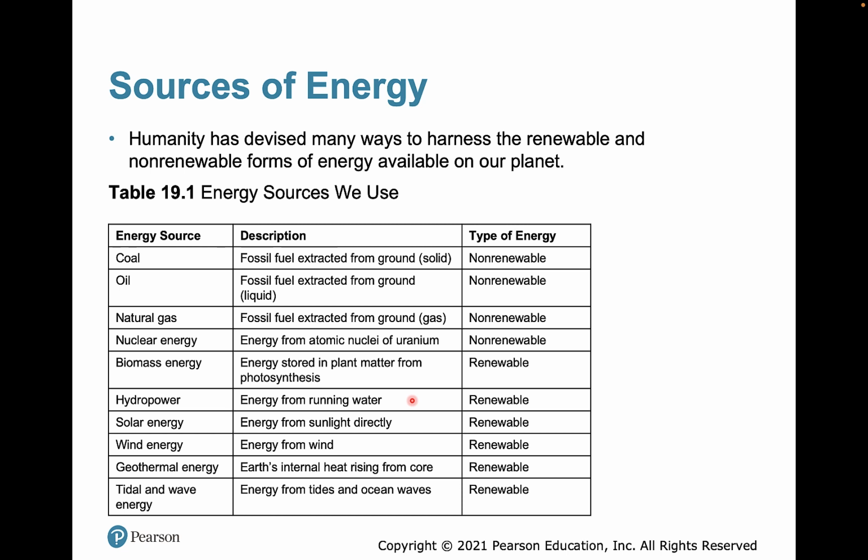So as a species, we have devised a whole lot of ways to harness both renewable and non-renewable forms of energy on the planet. So in this chapter, we're going to talk about coal, oil, and natural gas. In the next, we're going to talk about nuclear, biomass, and hydropower. And in chapter 21, we're going to talk about solar, wind, geothermal, and briefly talk about tidal. So our conventional energy resources are non-renewable. Nuclear is a conventional alternative that is also non-renewable, but the rest of these are renewable.